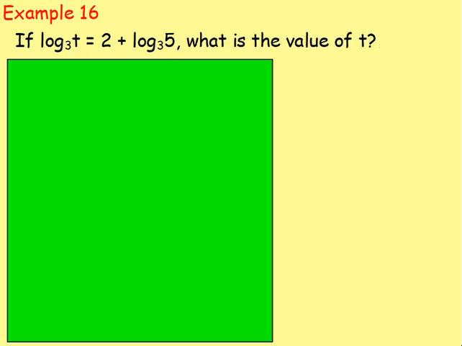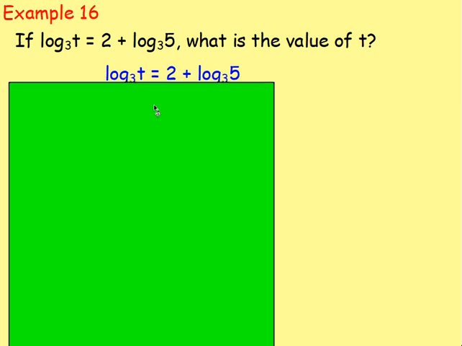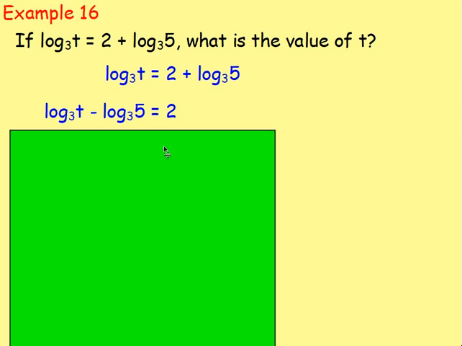Next one, example 16. If log base 3 of t equals 2 plus log base 3 of 5, what is the value of t? Any suggestions for what we could do here? Yeah, well done. I would do the exact same thing. Move the logs to the same side. So subtract log base 3 of 5 from both sides. So that's what we're starting with. Subtract log base 3 of 5 from both sides, or move the log base 3 of 5 across to the other side, so the plus will become a minus.